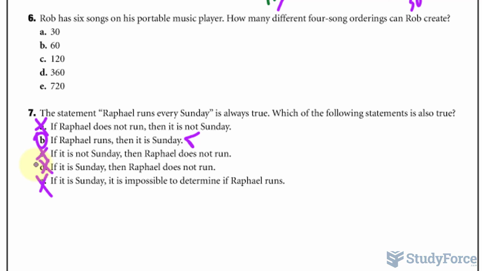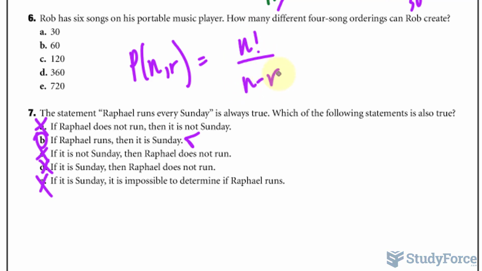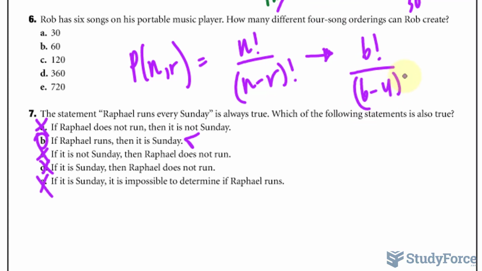Okay, now let's revisit 6. I know this has to do with permutations and combinations. It's been a while since I've done that. If it is a permutation, I believe the formula is nPr equals n factorial over n minus r factorial. And I do believe that there is a function on most scientific calculators that can do this for you. So n represents the total number of songs in our case. 6 factorial over 6 minus 4 songs. So it would be 6 minus 4 factorial.